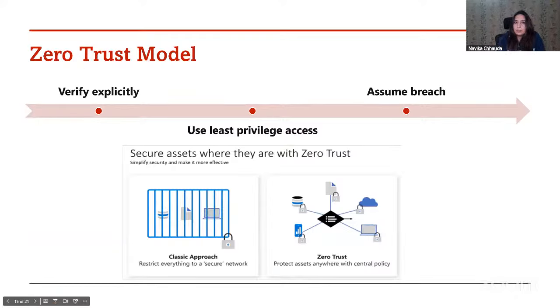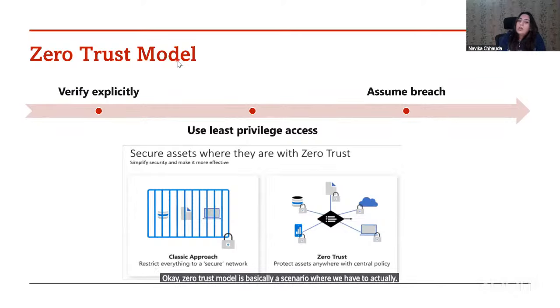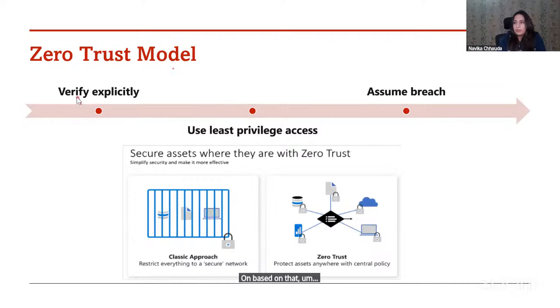Okay, the next up is the zero trust model. Zero trust model is basically a scenario where we have to assume the worst case scenario in terms of security, and based on that, we work on the security model. So zero trust basically assumes the breach at the outset, and then it verifies each request as though it originated from an uncontrolled network. That is how the zero trust model works.